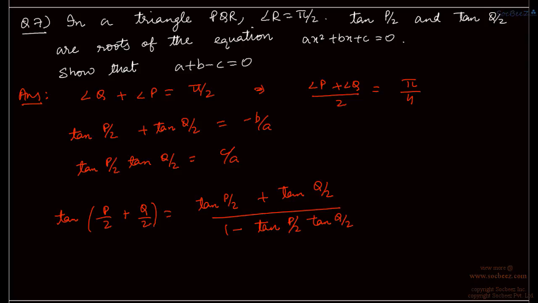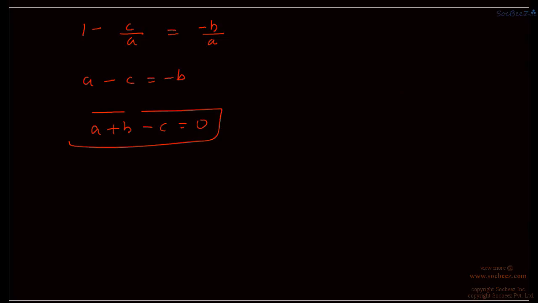First of all, the left hand side is tan of P plus Q by 2, but we know that P plus Q by 2 is pi by 4, and we know that tan of pi by 4 is 1, right? At the same time, we also know the expressions for all the things in right hand side. So the numerator becomes just minus b by a, whereas the denominator becomes 1 minus c by a, right? So we have 1 minus c by a is equal to minus b by a. Multiplying throughout by a gives us a minus c equal to minus b, and just transposing to the other side gives us a plus b minus c equal to 0. Right? Hence proven.